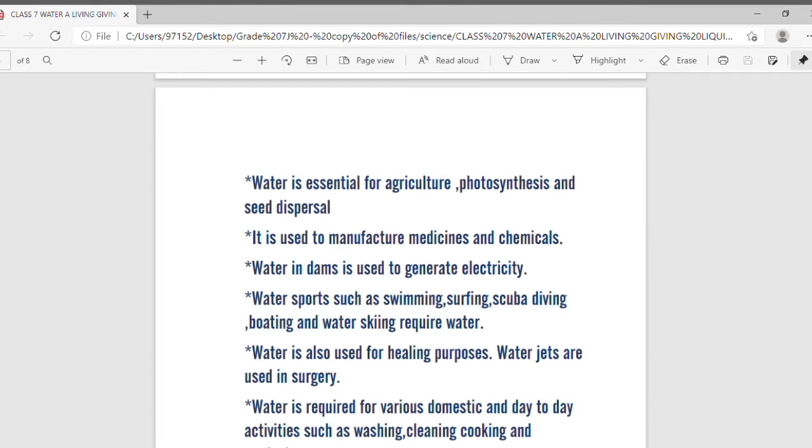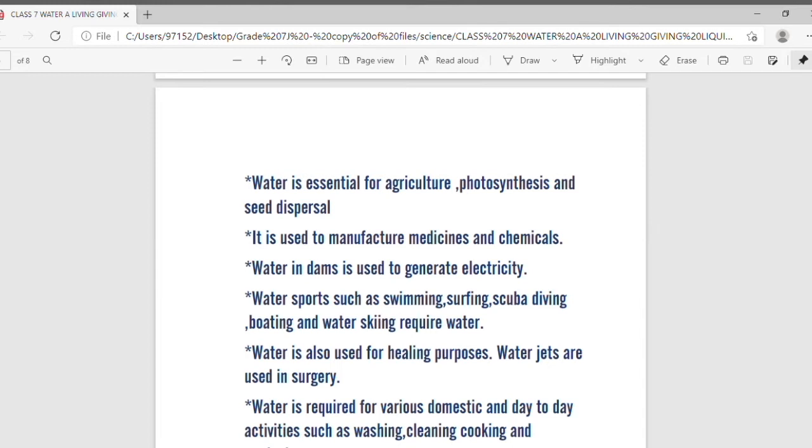And seed dispersal. For example, a coconut tree, you see it is near the coast. And once the seed falls, it is carried through water. And this outer covering will decay as it is flowing through the water. Then the seed gets attached to the bank and a new plant comes and a tree will eventually form out of it. Okay? Now next, used to manufacture medicine and chemicals. Of course, medicine manufacturing and chemicals, they require water.